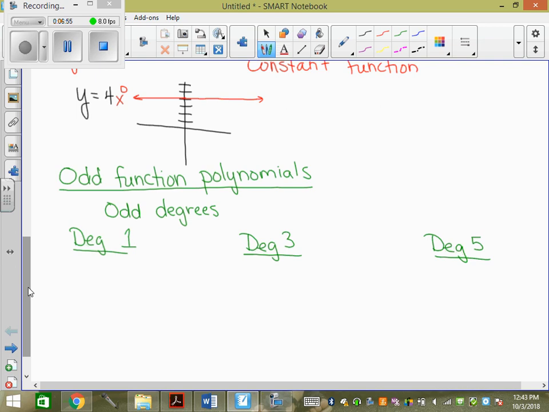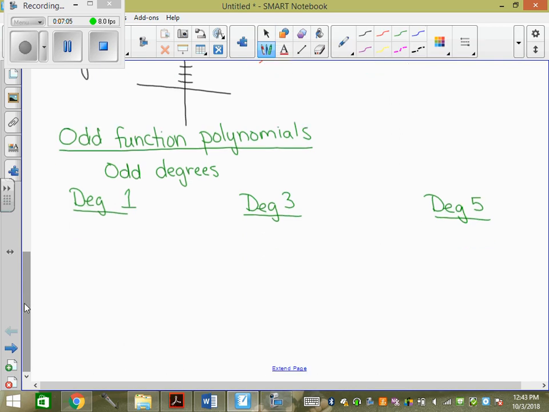Because their arrows are both in opposite directions, right? At all times. That's just what happens in between that makes it a degree 1, degree 3, or 5. So degree 1 functions are linear. You get y equals mx plus b, right? We did those in grade 9, 10.